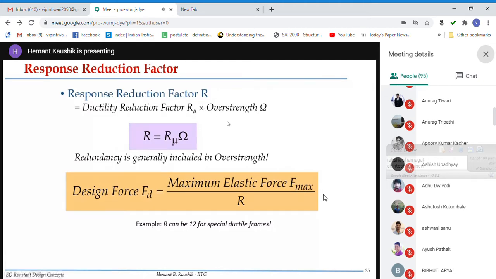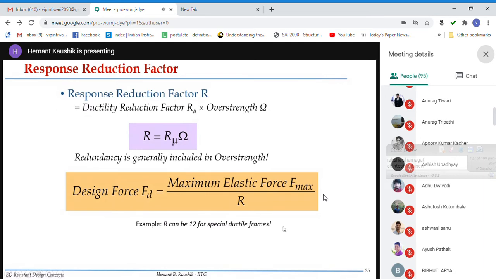So R mu omega. So the response reduction factor is R mu omega, and we generally assume that this redundancy is included in the overstrength. Okay, like I already discussed. So this design force we can now reduce from the maximum elastic force by dividing it by R. Okay, so this R can be as high as 12 for special ductile.